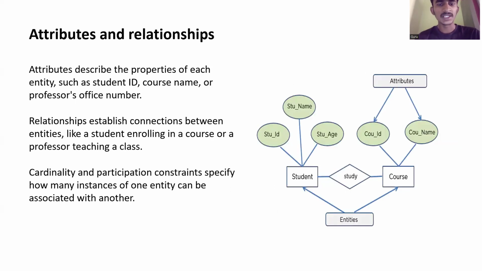Attributes and relationships. Attributes describe the properties of each entity, such as student ID, course name, or professor's office number. Relationships establish connections between entities, like a student enrolling in a course or a professor teaching a class. Cardinality and participation constraints specify how many instances of one entity can be associated with another.